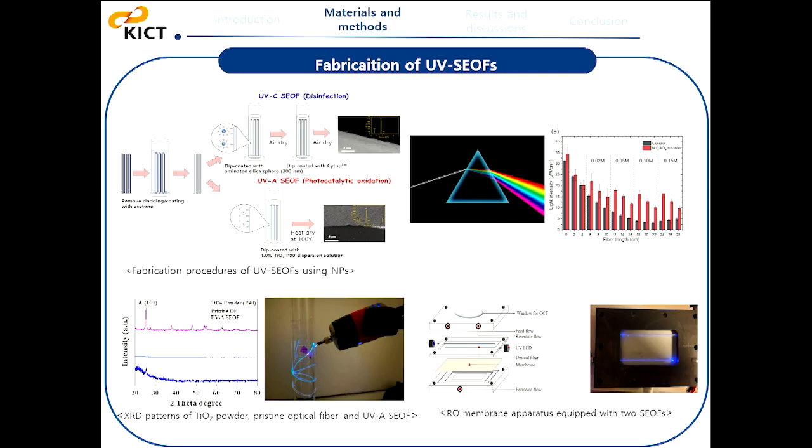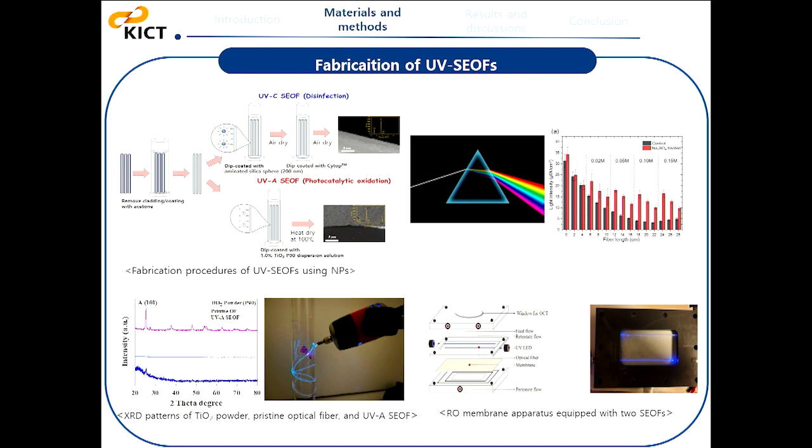So this is the materials and methods. The fabrication steps of UV-C and UVA SEOF for disinfection and photocatalytic oxidation are illustrated in the left top figure. For UV-C side-emitting optical fiber, silicon nanoparticles were coated on the optical fiber surface because UV-C has a short wavelength and higher reflection rate on the optical fiber surface, thereby leading to less uniformity of light distribution along the fiber. Therefore, silicon nanoparticles were coated on the optical fiber surface to control the refraction rate of the optical fiber, which enables uniform side emission of UV-C.